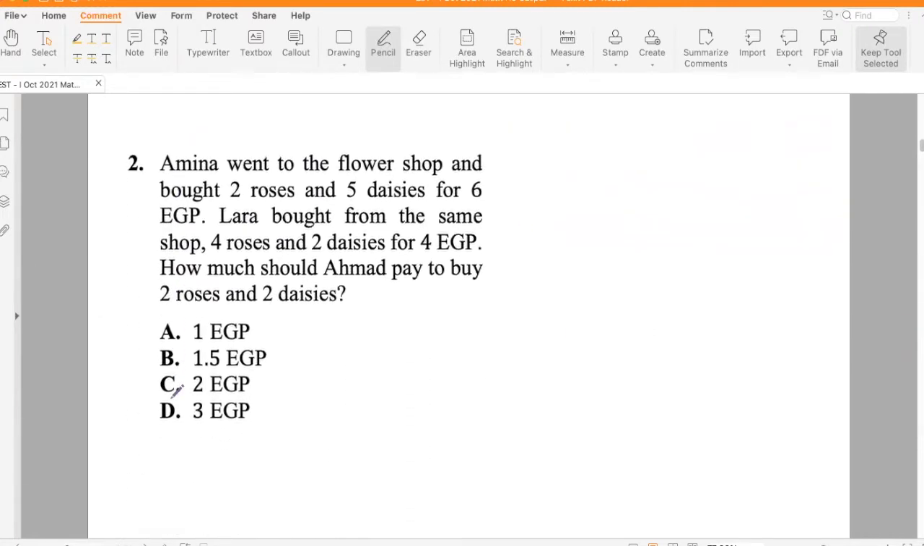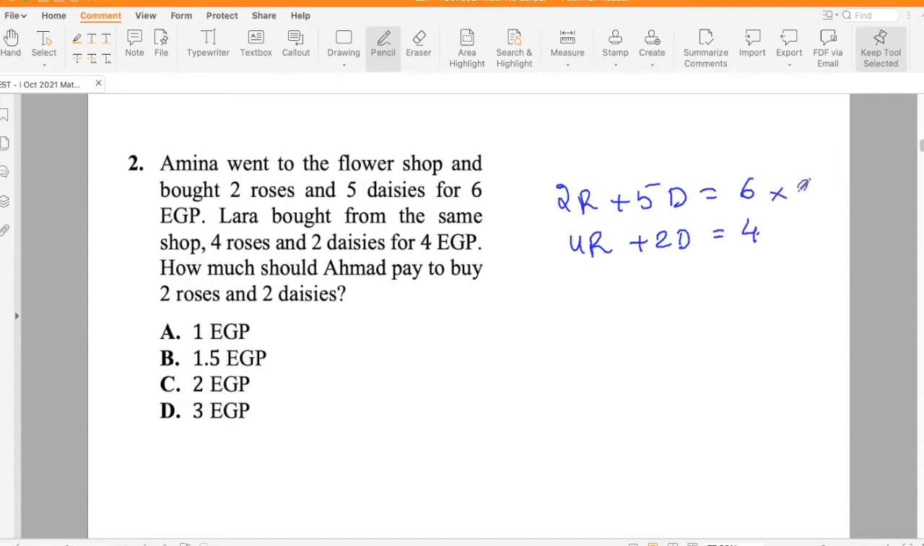Question 2. Amina went to the flower shop and bought 2 roses and 5 daisies for 6 Egyptian pounds. Lara bought from the same shop 4 roses and 2 daisies for 4 Egyptian pounds. How much should Ahmed pay to buy 2 roses and 2 daisies? Okay, so 2 roses plus 5 daisies cost 6 Egyptian pounds, and 4 roses and 2 daisies cost 4 Egyptian pounds, right? So let's just solve this.